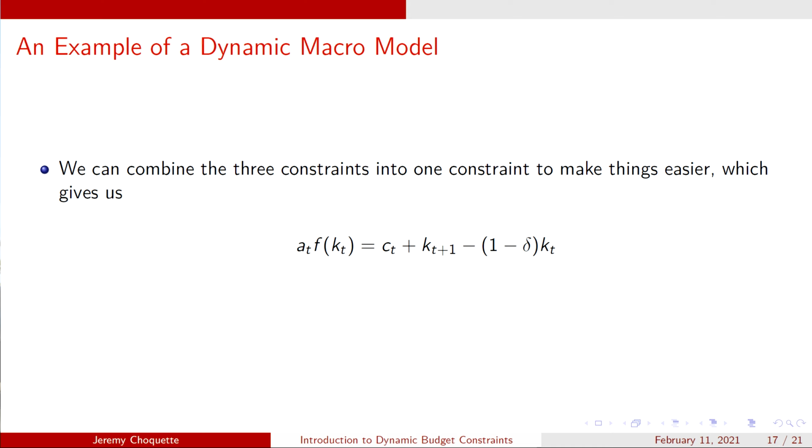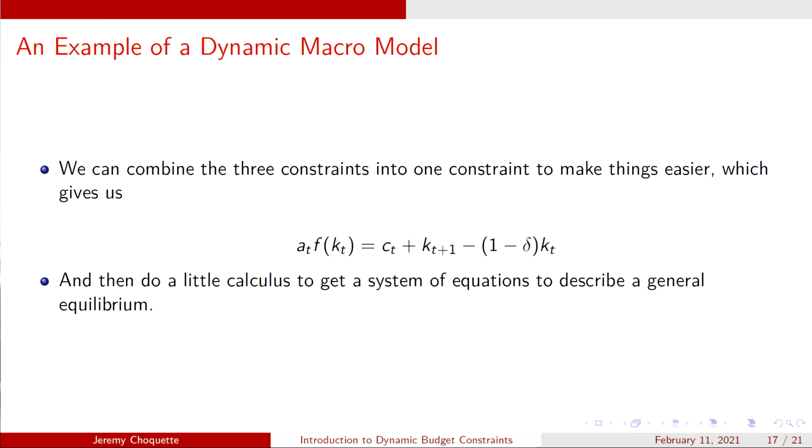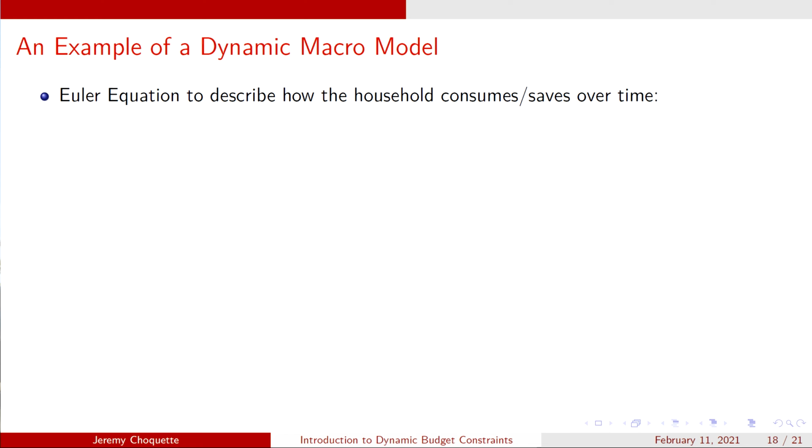I substituted out y for that production function, and I substituted out I, investment, for the flow of capital over time. Right? And then I do a little bit of algebra, a little bit of calculus, take some derivatives, and I get a system of equations to describe the general equilibrium. These equations are, well, the first one is the Euler equation, which explains how the household either wants to consume or save over time. Probably going like, what is that? Don't worry, it's actually a lot easier to deal with than you'd think.